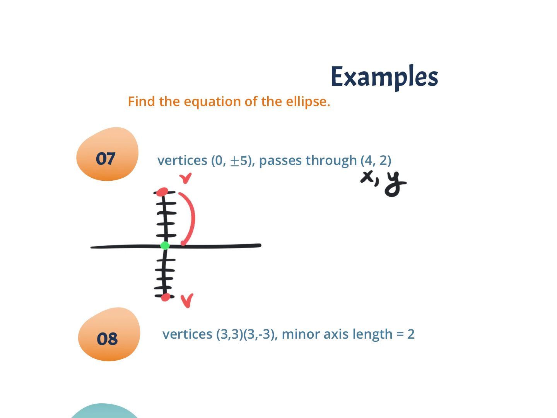So my a value is how far away the vertices are from the center, and you can see your a value is 5. Again, this is (0, plus or minus a). So the a value is 5, and my a squared is 25. Now notice this time I don't know anything about c or b, but I have an x and a y value. As soon as I saw that my vertices were on top of each other, this told me that my a squared was going to be under the y squared.